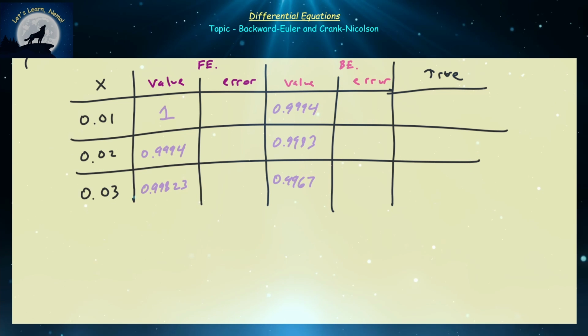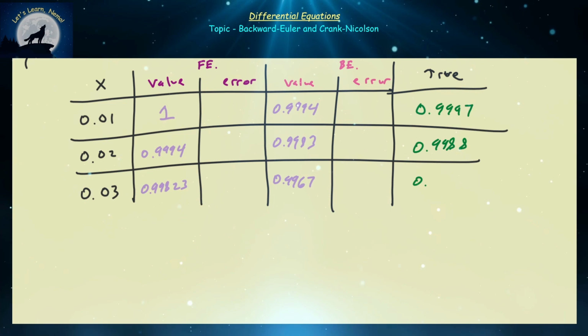And then the true value one can find using that exact solution actually is 0.9997, 0.9988, and 0.9974. So now let us look at the error, and in particular I'm going to be looking at the absolute error for both of those terms.